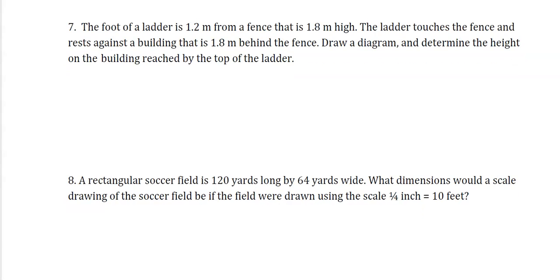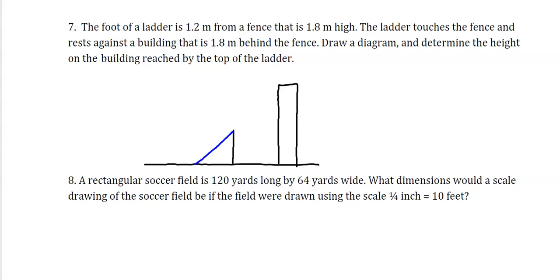Number 7, this one is a lot like the light post shadow problem. So we have the ground, we have a building right here, and it says the foot of a ladder is 1.2 meters from a fence that's 1.8 high. The ladder touches the fence and rests against the building. So we kind of have this fence right here, and then we have our ladder that rests against the top of the fence and then touches the building. All right? So that's kind of what we got going on right there.